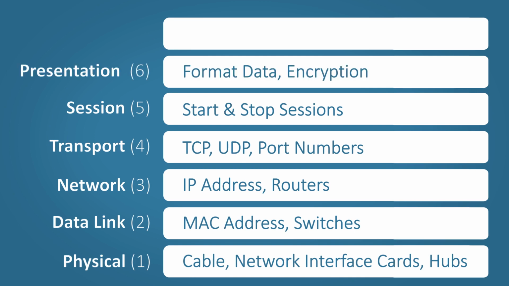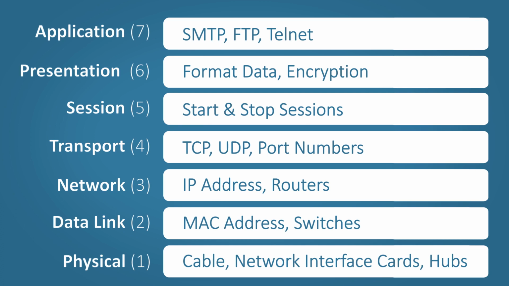Layer 6, presentation. This layer formats the data in a way the receiving application can understand it. This layer is also able to encrypt and decrypt data if needed. Layer 7, application. This layer is where the application and user communicates. Application-specific protocols are used here, such as SMTP, if you're sending an email, for example.